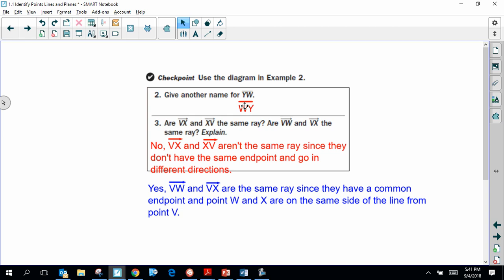Anytime it says explain something, be specific and refer to what you're talking about. So in this case, yes, VW and VX are the same ray. I'm being specific, referring to the rays we're talking about in the question, and I use a complete sentence with appropriate math vocabulary. That's how we should answer whenever we're asked to explain things in geometry. They are the same ray since they have a common endpoint, and points X and W are on the same side as point V. So they're both naming the same ray.